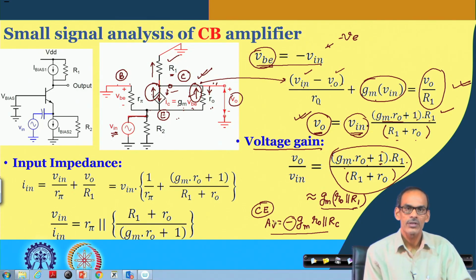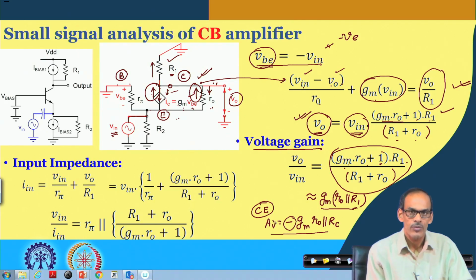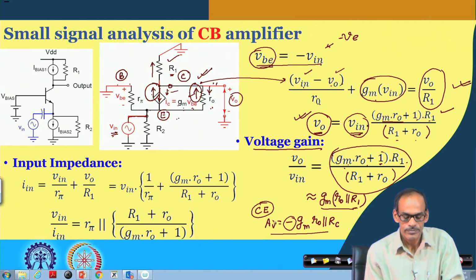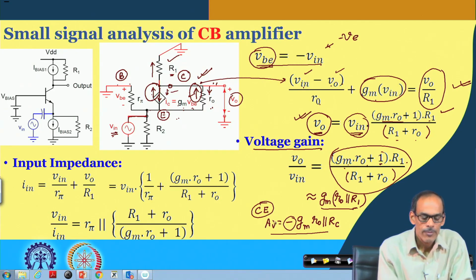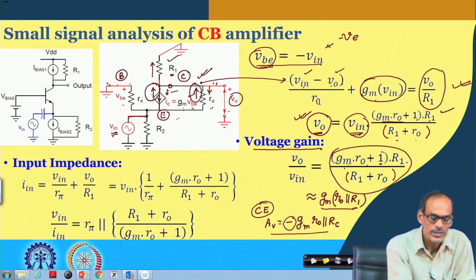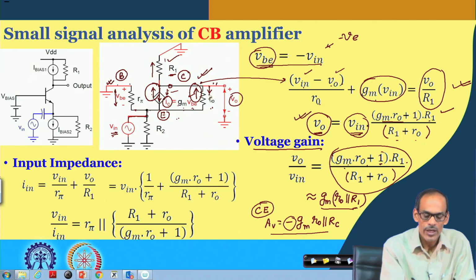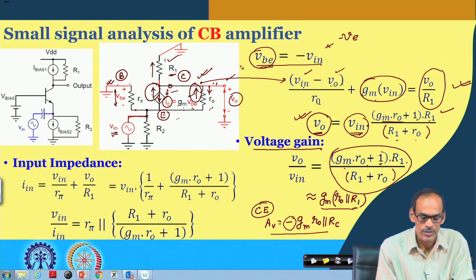In common emitter, the input and output are out of phase. In fact, if you closely look into this circuit, for common emitter we feed the signal at the base, and the emitter was grounded. So, whatever V B was there was producing this active current, flowing through this R c and maybe R o in parallel, and producing the output voltage.